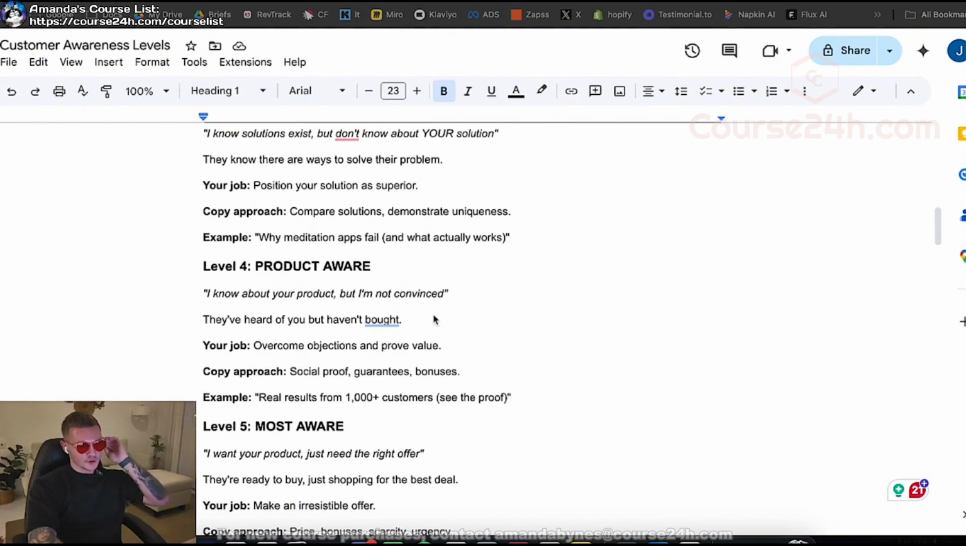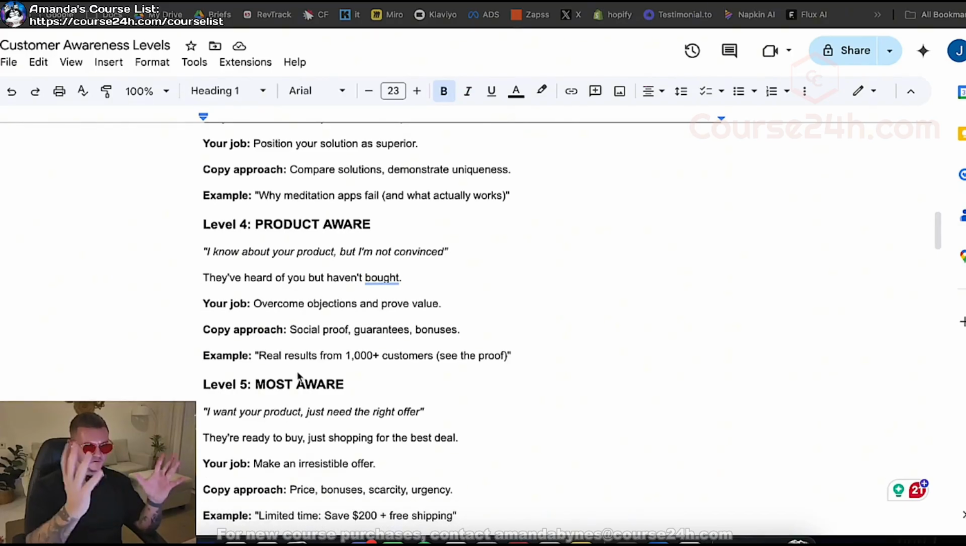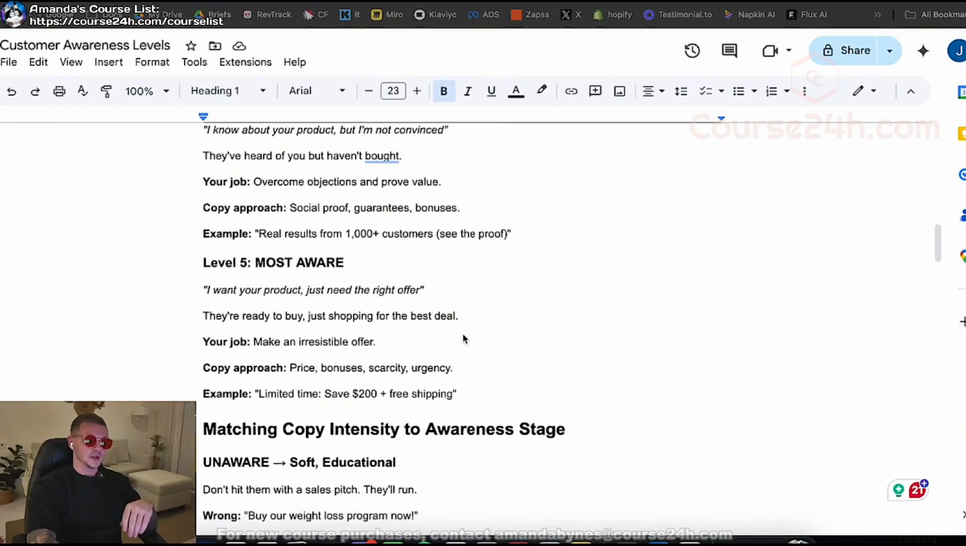Next is product aware. They know about our product, they've seen it, they know what it is, but they haven't bought yet. Our job here is to overcome objections and prove the value. At this point of the awareness level funnel, the best copy approach is social proof, guarantees and bonuses, because they're almost over the line. We just need to show them, oh look, it's worked for another 50,000 people, and get them to think, you know what, it's probably going to work for me as well.